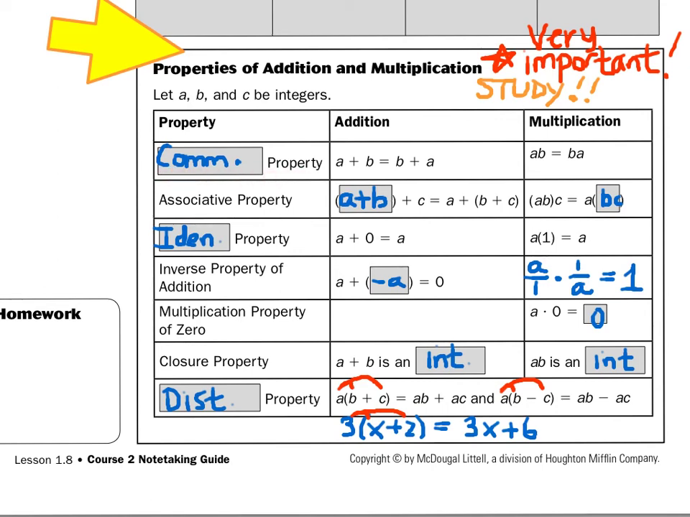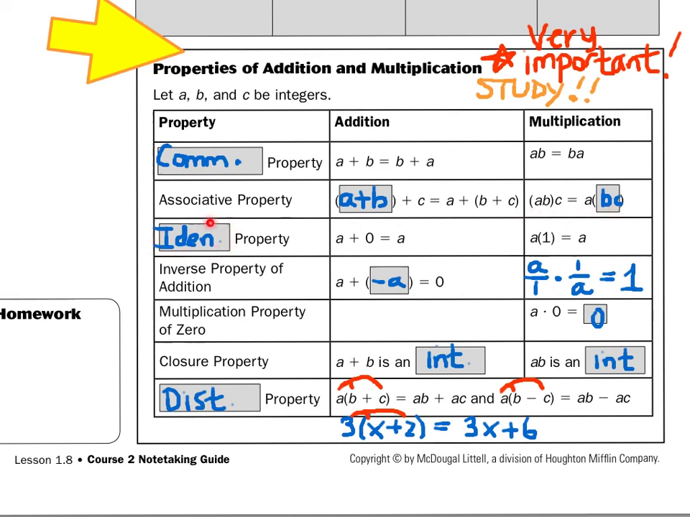Commutative property changes the order of the numbers. So notice a plus b is the same as b plus a. Now it works for multiplication too. A times b is the same as b times a. The associative property, remember, that's when the parentheses move. Only the parentheses. So here, the parentheses were around the A and the B. And then on the other side of the equal sign, the parentheses moved, and they're around the B and the C. And that works the same in multiplication.